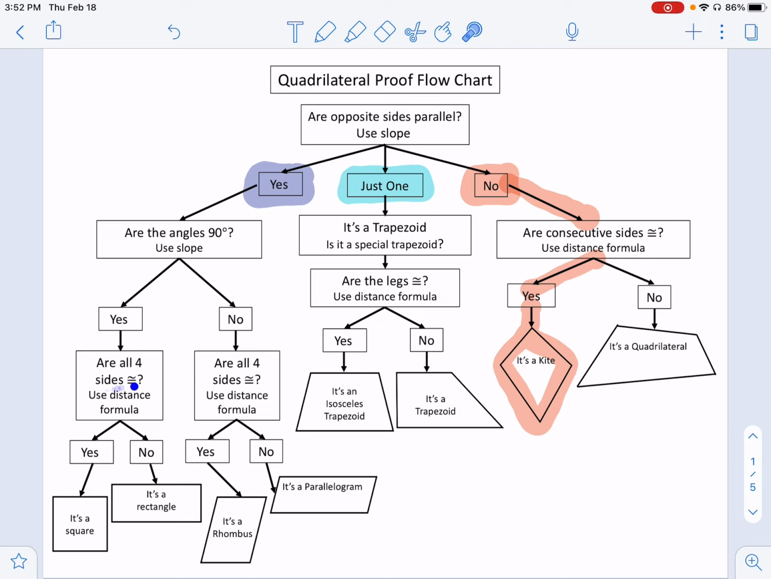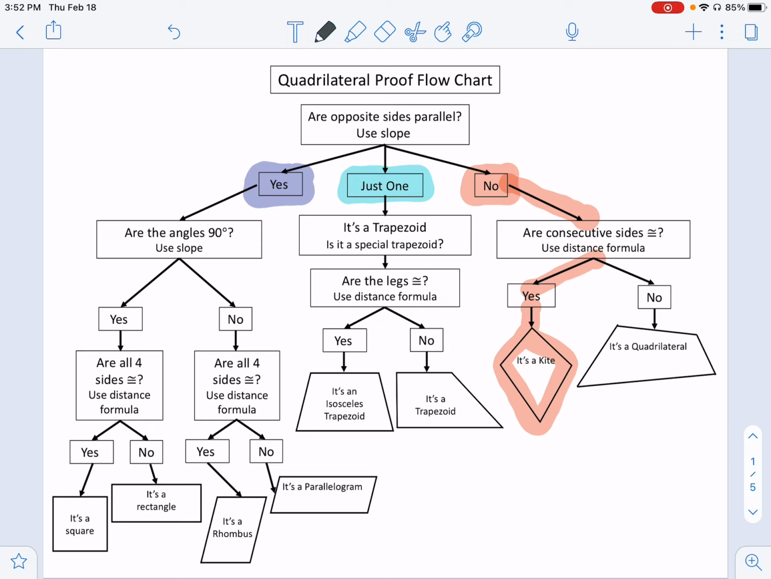So the next question, and this is actually the same whether it's yes or no, the classification is just different. Are all four sides congruent? And we'd use the distance formula there. So 90 degrees, all four sides congruent, it's a square. 90 degrees, not all congruent, it's a rectangle. Not 90 degrees, but all four sides are congruent, we have a rhombus. Not 90 degrees, not the same, it's just a basic parallelogram.